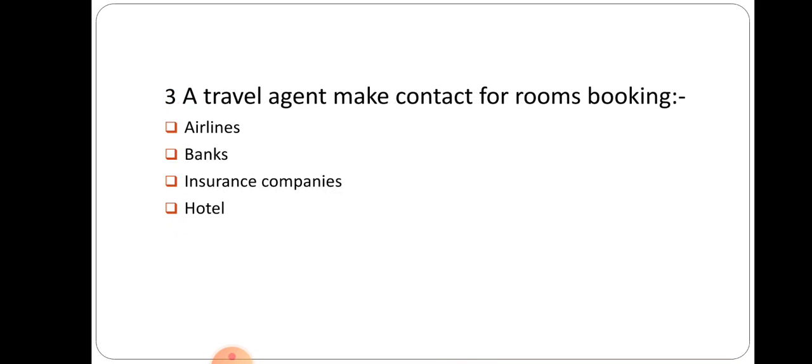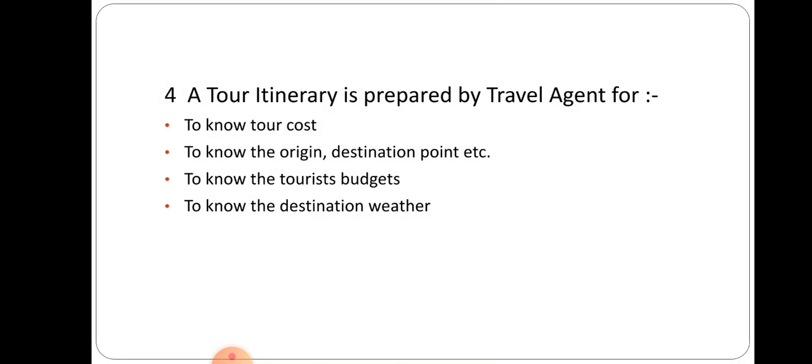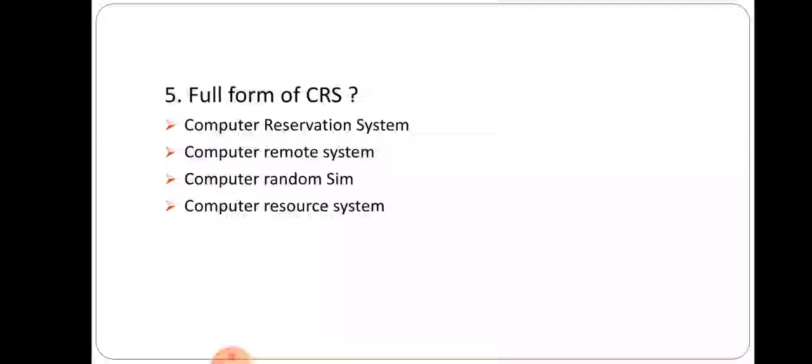Another question: a travel agent may contact for room booking. A travel agent has linkages with hotels for that. The right answer is hotel. A tour itinerary is prepared by a travel agent, as we discussed in this lecture, to know the origin and destination points in the tour package. Full form of CRS: CRS is very important software which provides a facility to the travel agent and tour operator for making bookings. The full form of CRS is computer reservation system.